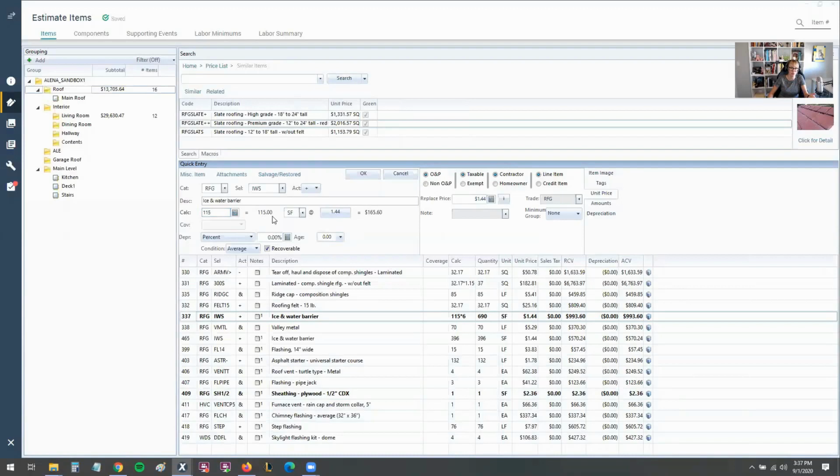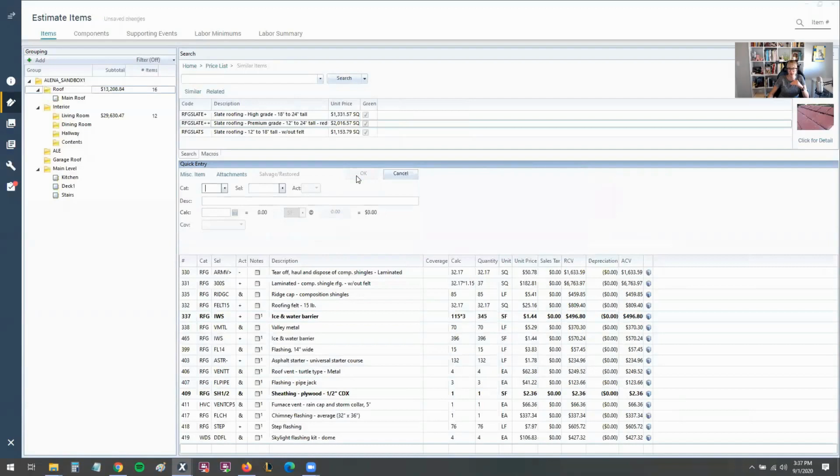So we would need to take the length of those eaves and multiply it by the number 3, which is the width of a course of ice and water shield. That would be drastically different than just adding 115 to the estimate, and we would have shorted ourselves quite a bit.